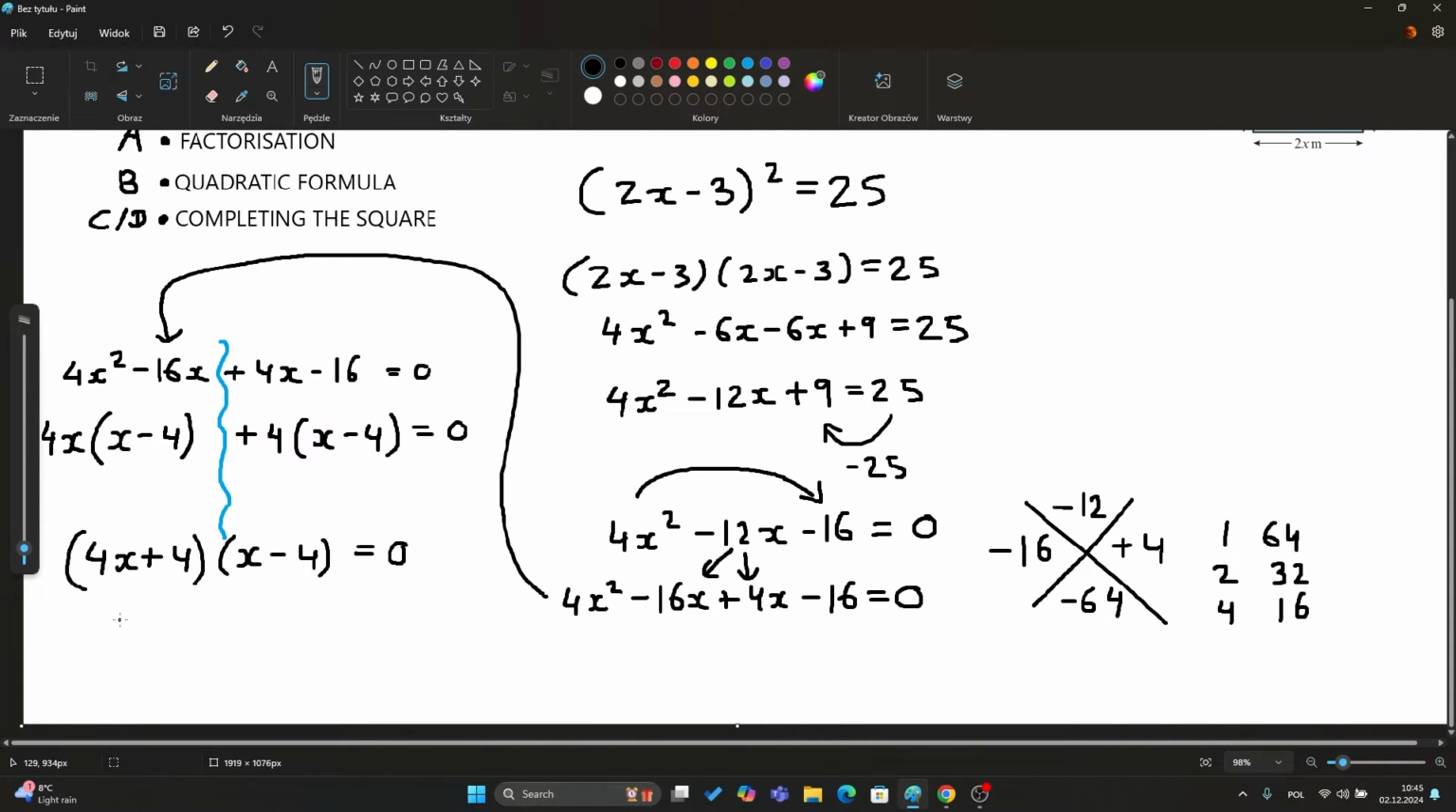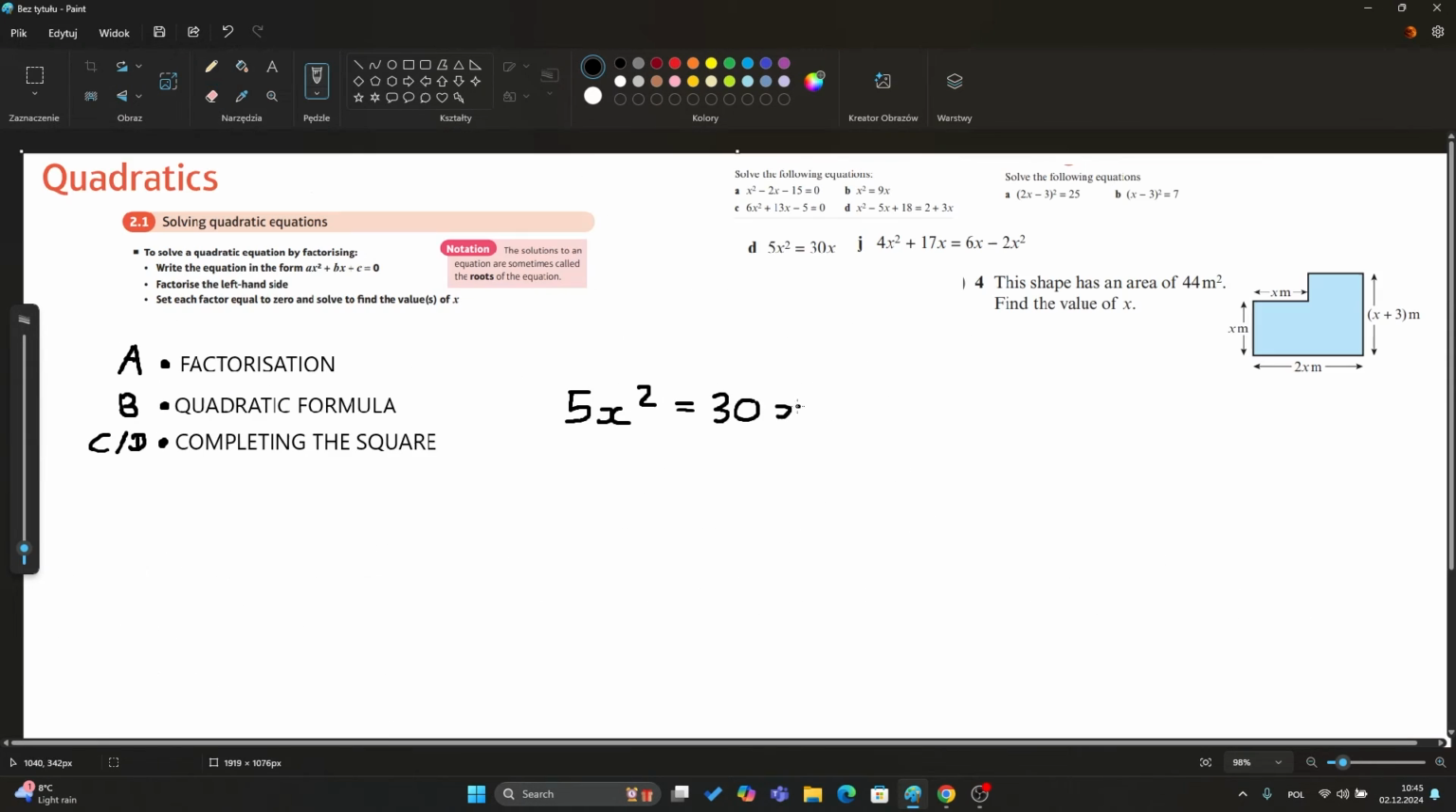Now we equal them to 0, and then we have x equals minus 4 over 4, which equals minus 1, or x equals 4. So the solutions or roots are minus 1 and 4. Now time for the exercise questions, and we only have 3 of those.